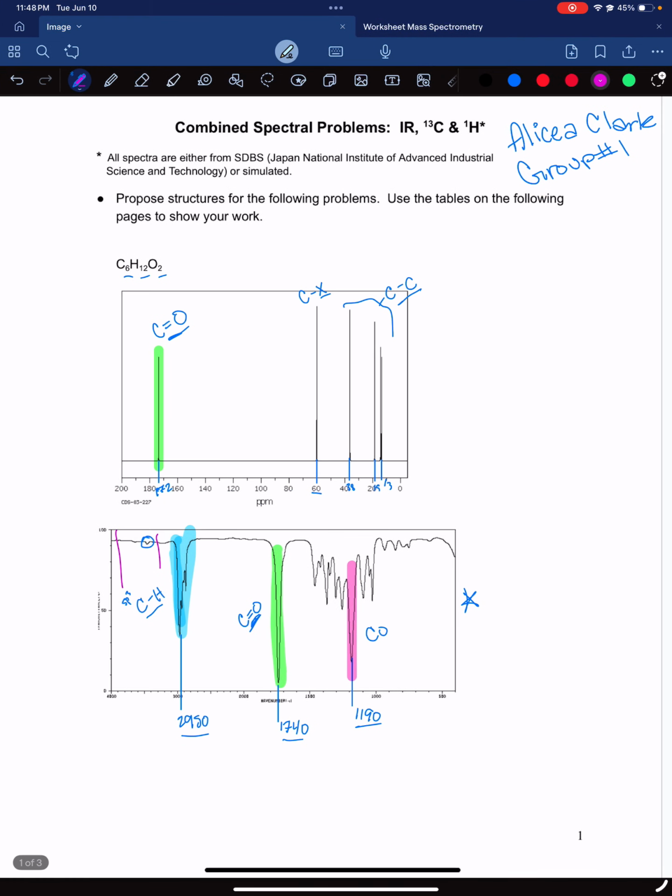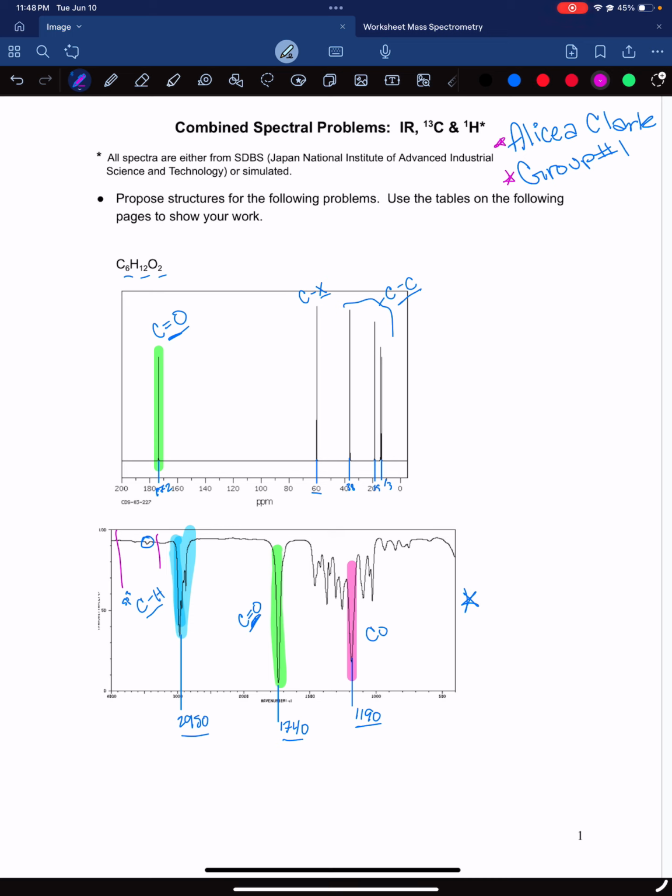Right. Hello, my name is Alicia Clark, and I am in Group 1. This is my combined spectral problem. I'm going to walk you through my process of how I got to my end compound or molecule.